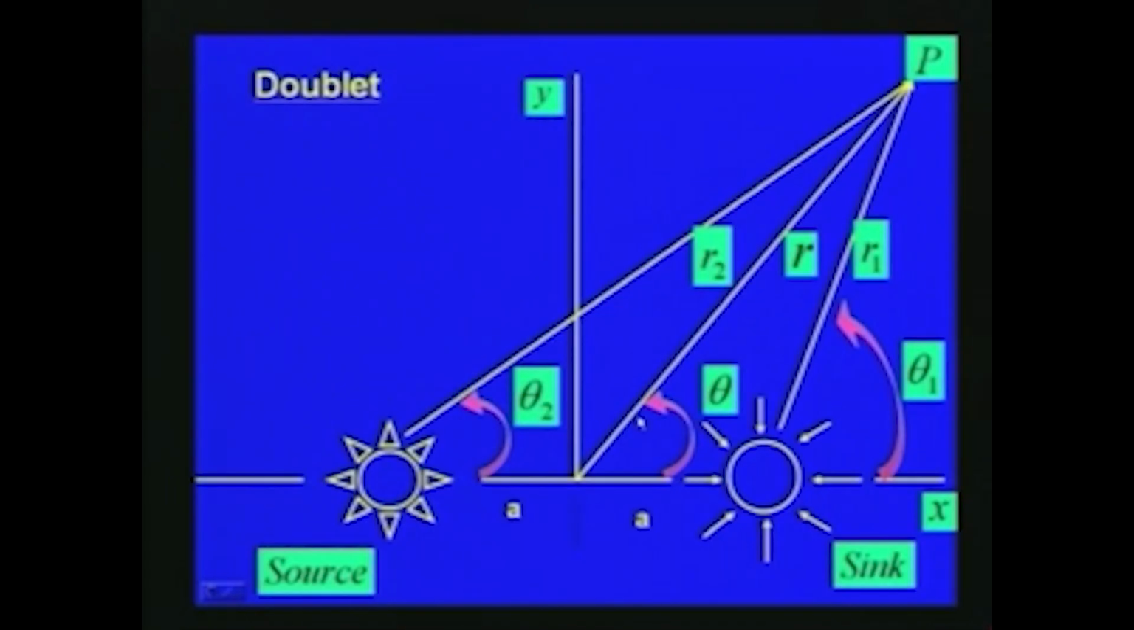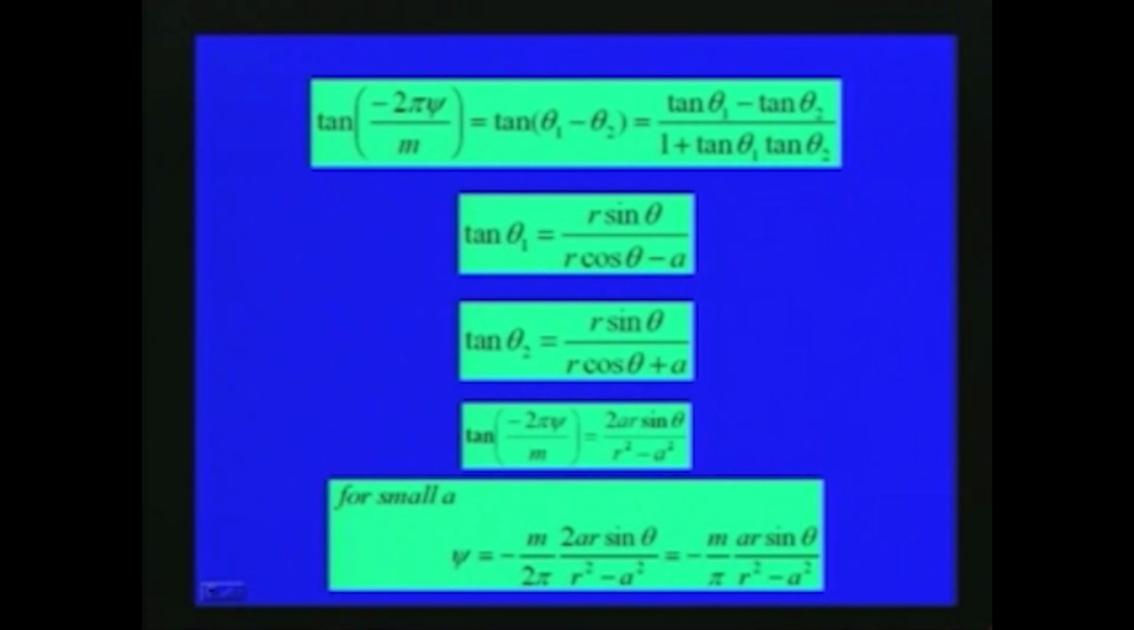And as the definition of the doublet is when this a tends to 0, for small a we can write ψ is equal to -m divided by 2π times 2ar sin θ divided by (r² - a²). So this is equal to -(m/π) times ar sin θ divided by (r² - a²).